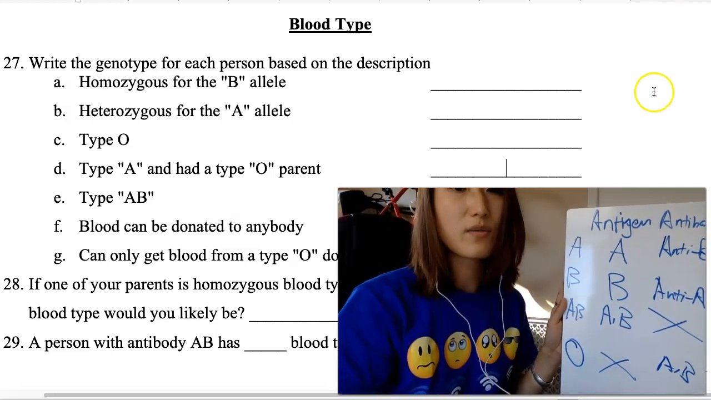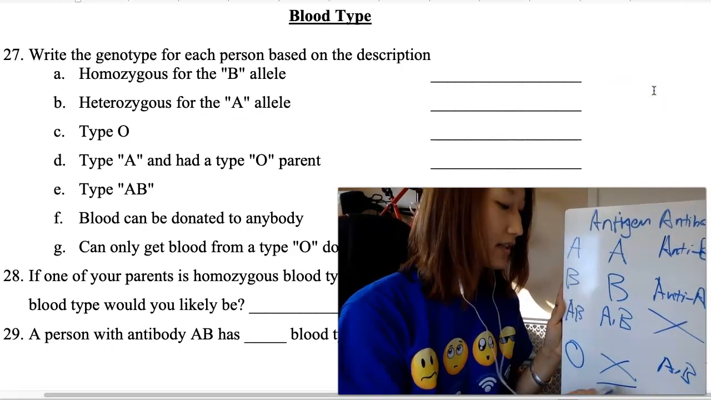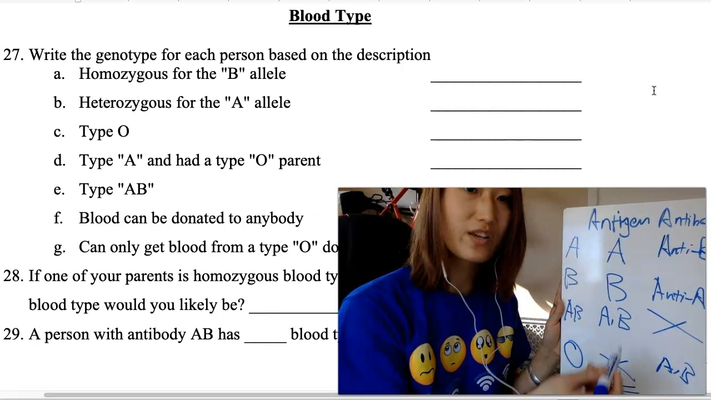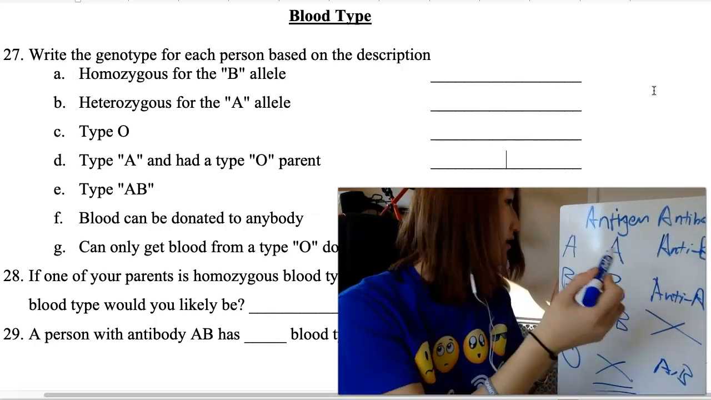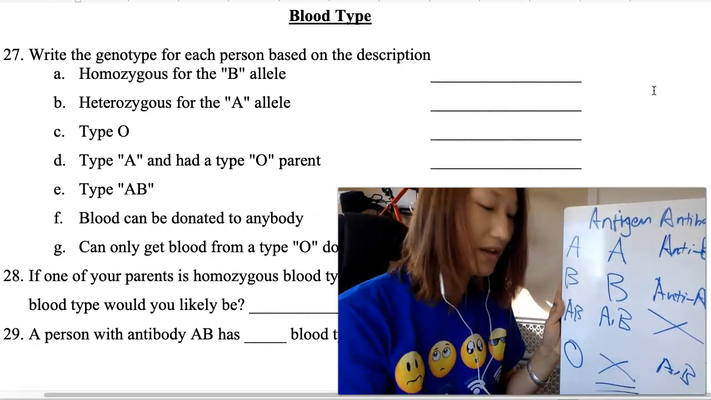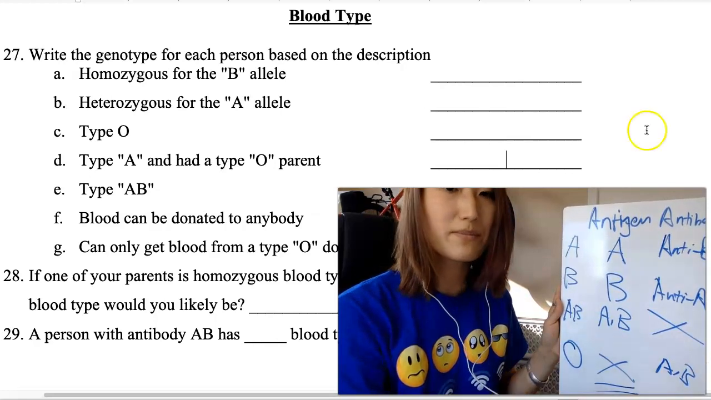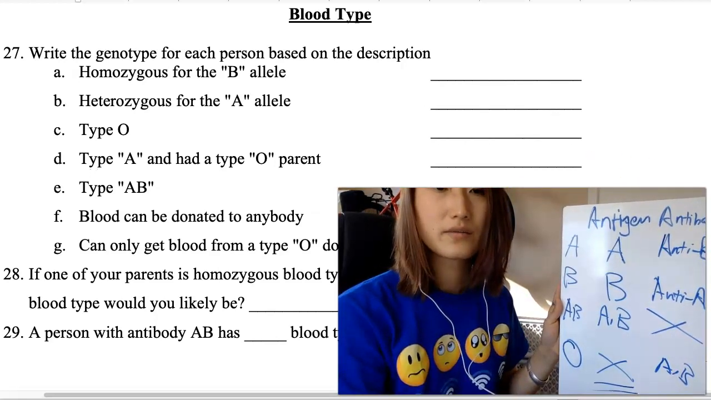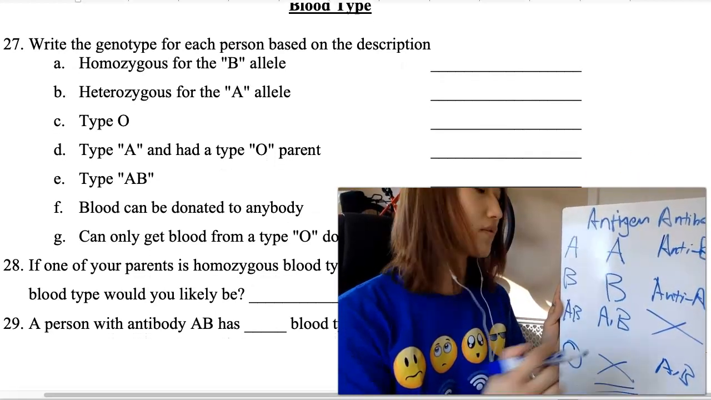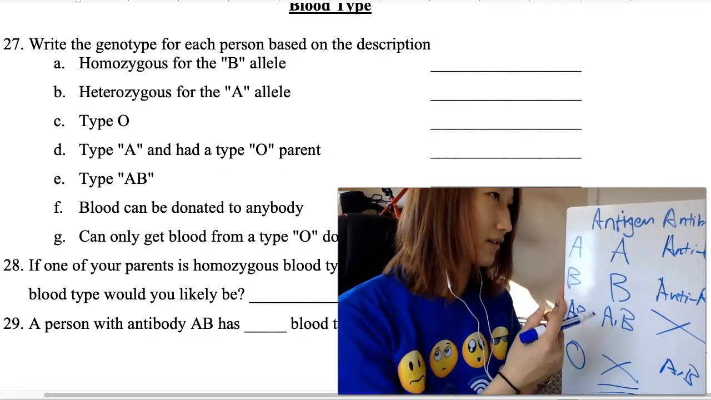So now, the blood that can be donated to anybody, this is the O blood type, because if you don't have any marker on your red blood cell, then you can give it to anybody, right? These anti-B, anti-A are not going to hurt your red blood cell at all. And then we have something called the universal acceptor, or universal donor. Okay.